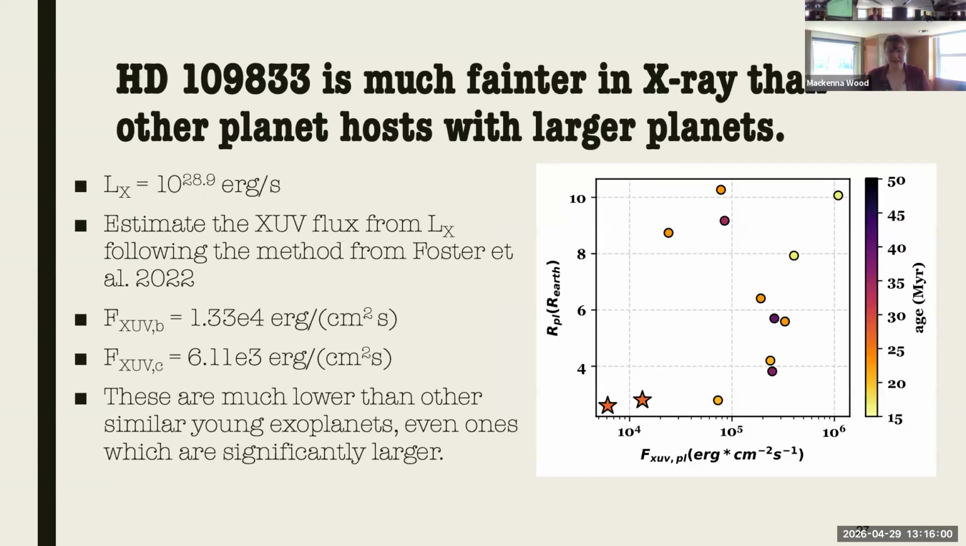And so doing so, we found that HD 109833 is much fainter in X-ray than other planet hosts, even those with significantly larger planets. So we measured the X-ray luminosity and estimated the overall XUV flux, finding the flux incident on the planets to be about 1.3 times 10 to the 4th ergs per centimeter squared for planet B, and then a little bit lower than that at 6.1 times 10 to the 3rd for planet C, which is a little bit further out. That is fairly high compared to most planets that we look at, but when we compare it to other young planets, we see that it's actually very, very low.